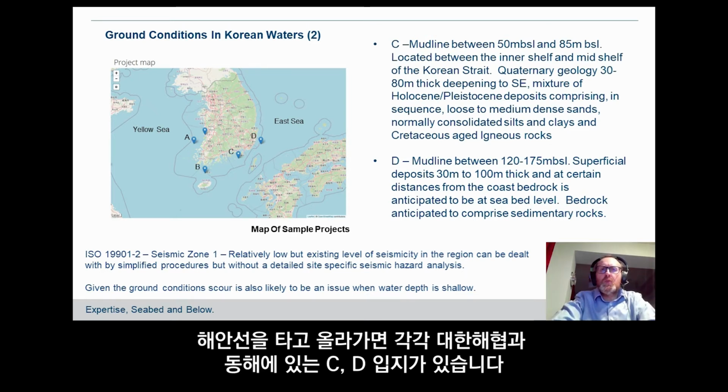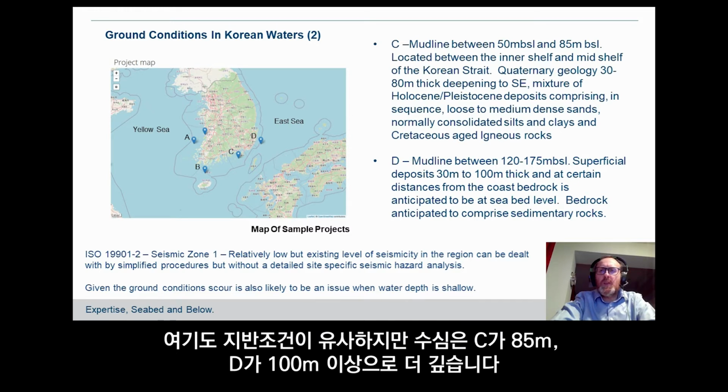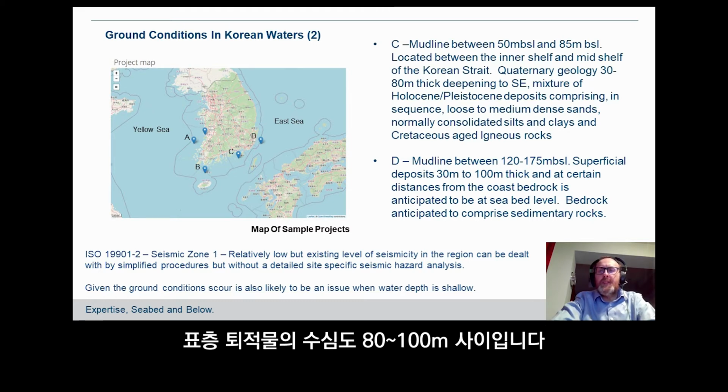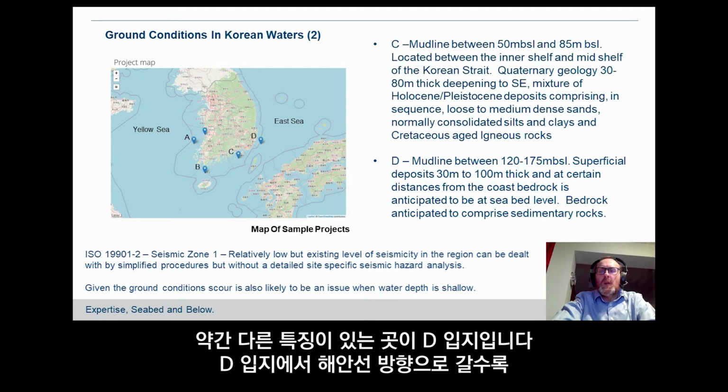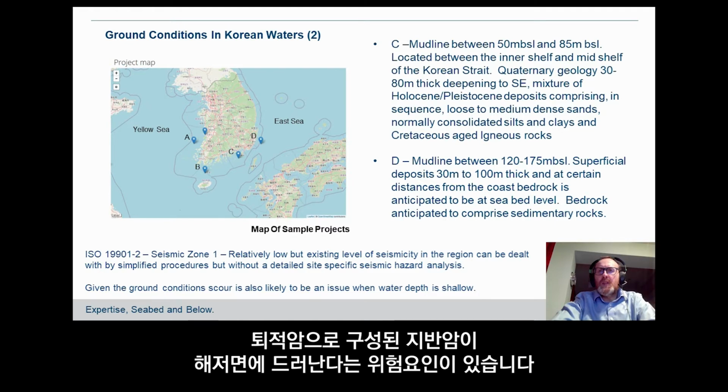Moving around the coast to sites C and D here, which are in the Korean Strait and also in the East Sea, the ground conditions are again quite similar. The difference here is that the water depth is more. It's about 85 meters at C and over 100 meters at D. And the depth of the superficial deposits again is a bit more, between 80 meters and 100 meters. Slight difference at Site D is as you approach the coast there is a risk that bedrock also comes to the surface and will comprise sedimentary rocks.